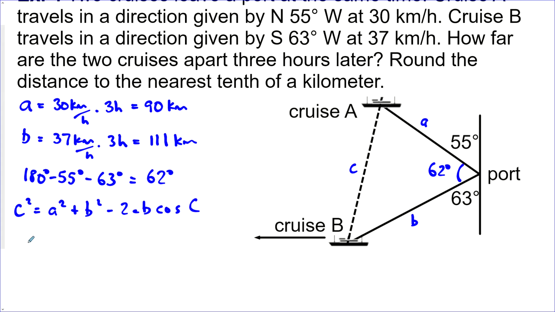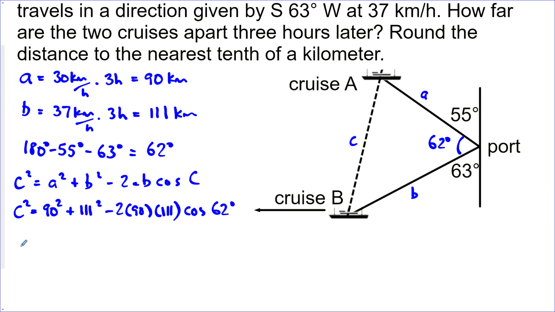Now I'm going to fill in the things that I know. So 90 squared, 111 squared, and cos of 62 degrees. Put all this in my calculator and take the square root, and I get that they are 105, and we went to the nearest tenth, so 0.1 kilometers apart.